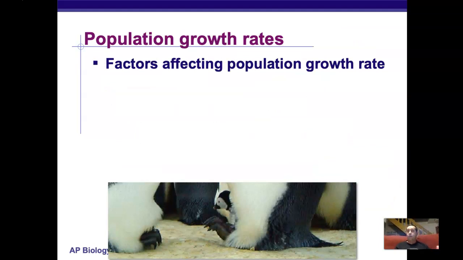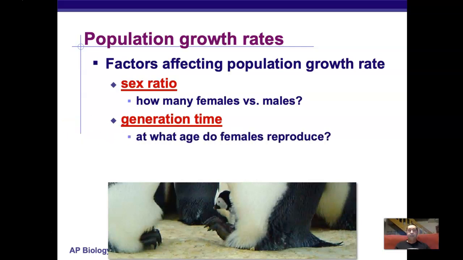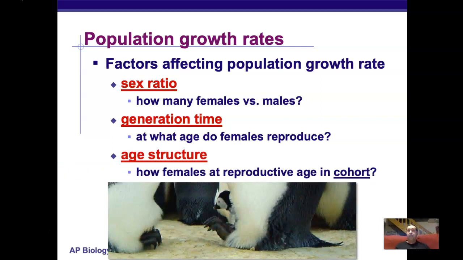We can also look at the growth rate. How fast is the population increasing or decreasing in size? It's affected by things like the sex ratio. How many females to males? If you have lots of males but not many females, the population's not going to grow very quickly because the females have the babies. Generation time: how long does it take for a female before she can reproduce? When do they reach reproductive maturity? And age structure: how many females are in the reproductive age in that population? You basically have three ranges: pre-reproductive, reproductive, and post-reproductive.